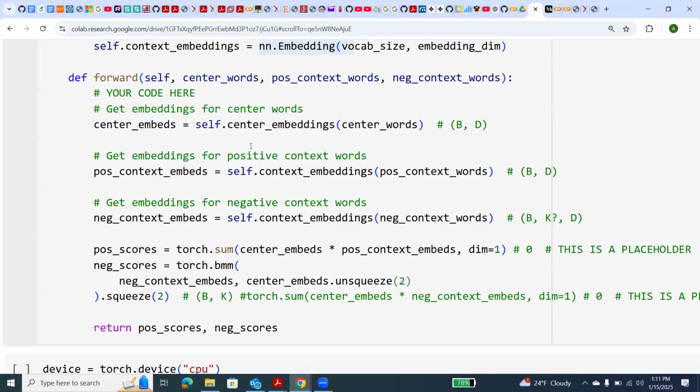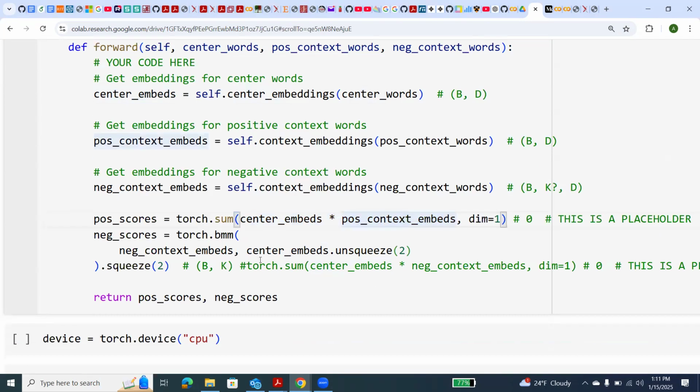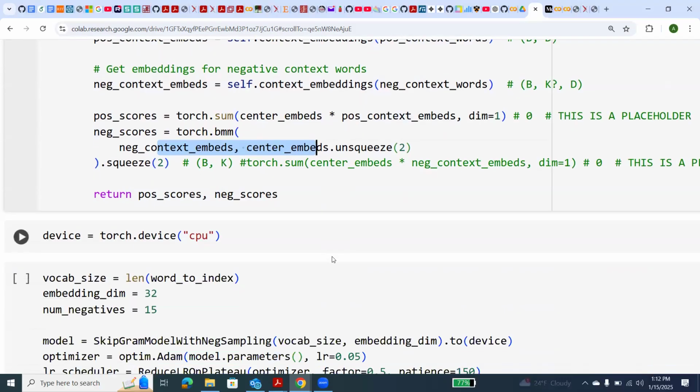Yeah, so this is actually the entire code. So we take the dot product between a central word and context words, and also we create so-called negative scores between the central word and other k sampled words.